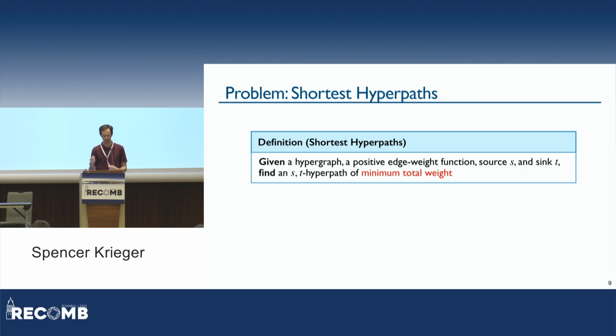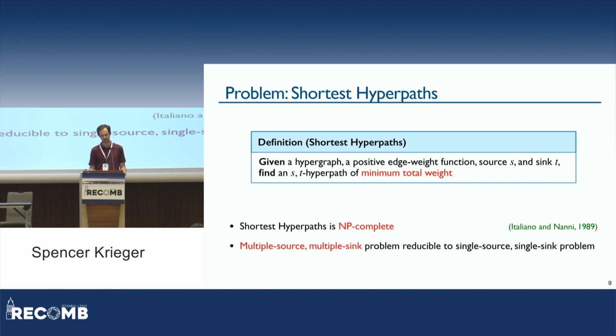So now we can introduce the computational problem that we'll solve in this work. Given a hypergraph, a positive edge weight function, a source vertex S, a sink vertex T, we want to find an ST hyperpath of minimum total weight. So just some notes on the problem. It's an NP-complete problem, and we can reduce the multiple source, multiple sink problem to a single source, single sink problem, so that's what we'll focus on in this work.